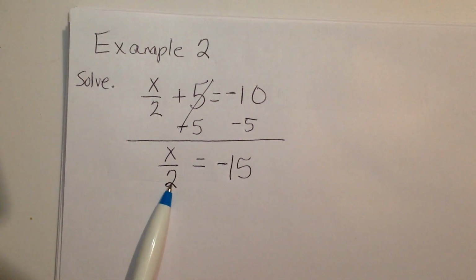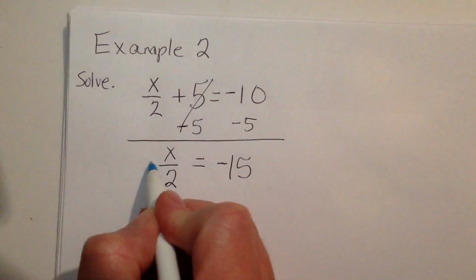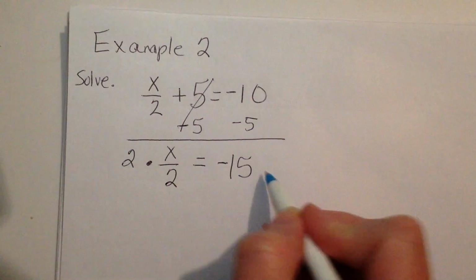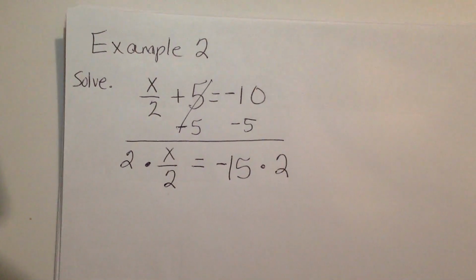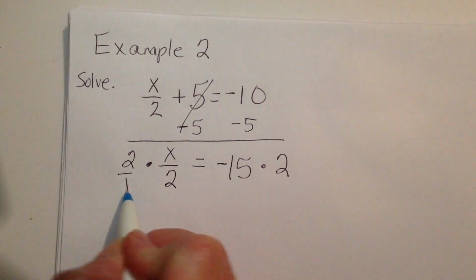x is being divided by 2. We need to undo the division. The opposite operation of division is multiplication. So we need to multiply both sides by 2. Multiply both sides by 2. 2 is over 1.